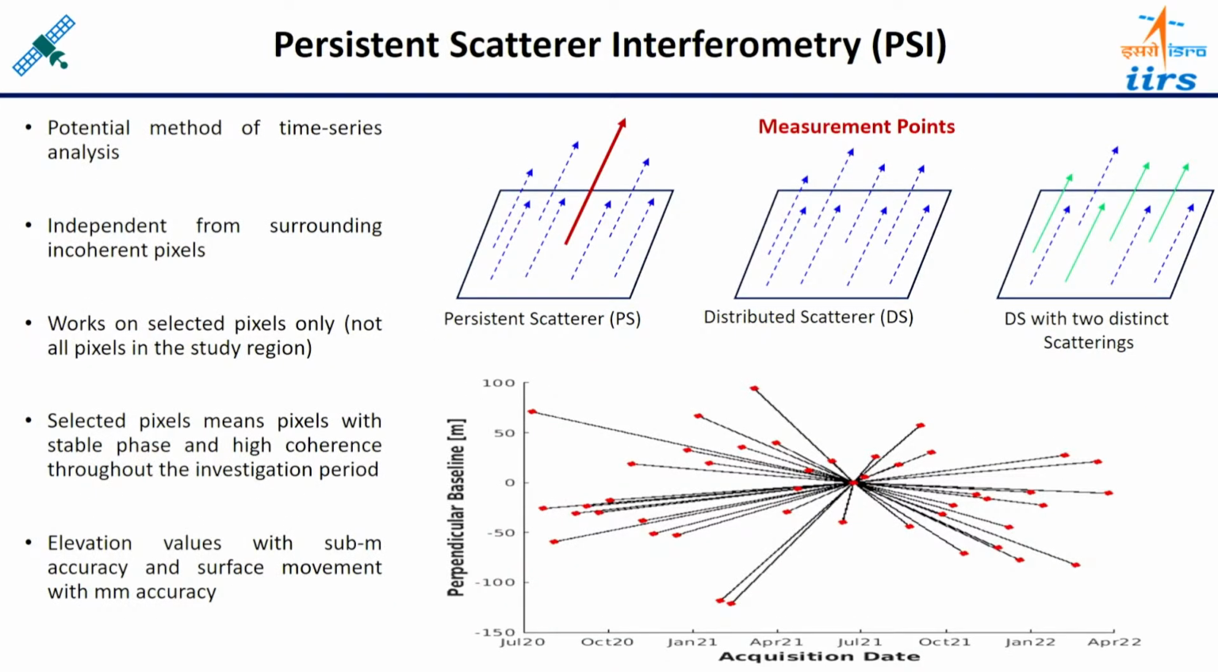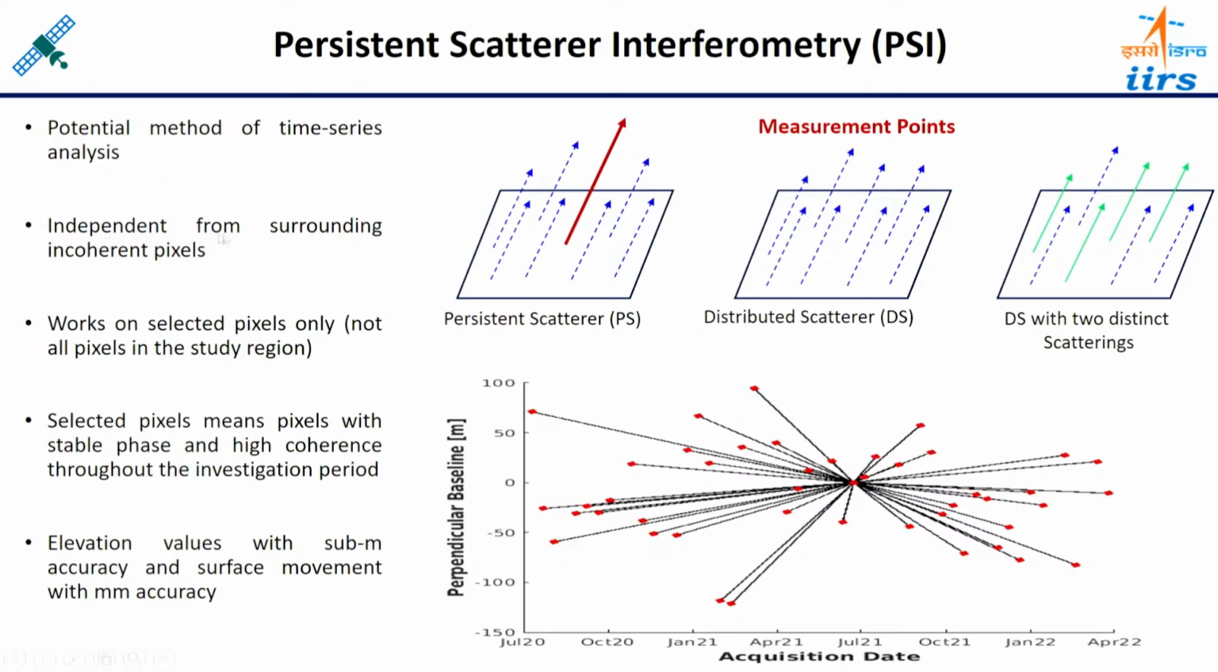This is persistent scatterer interferometry. As I mentioned here, this is the PS point, which we have already seen earlier. So here you can see it is a potential method for time series analysis. The origin, or the birth of this particular technique, happened in the year 2000. So in 2000 people developed this. Ferretti basically started this particular work, and they have a patent in their name also.